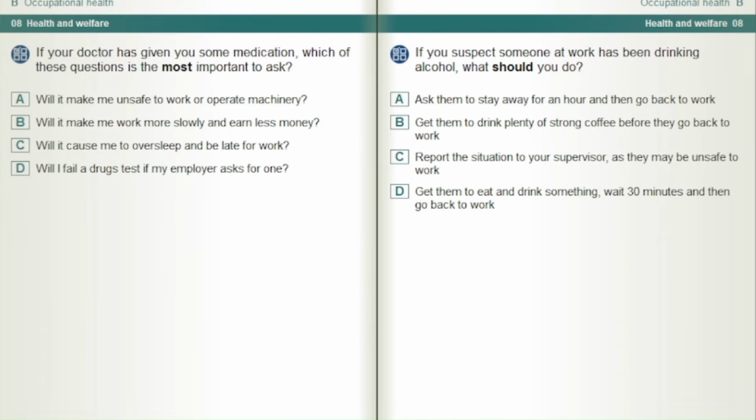If your doctor has given you some medication, which of these questions is the most important to ask? Will it make me unsafe to work or operate machinery? Will it make me work more slowly and earn less money? Will it cause me to oversleep and be late for work? Will I fail a drugs test if my employer asks for one?